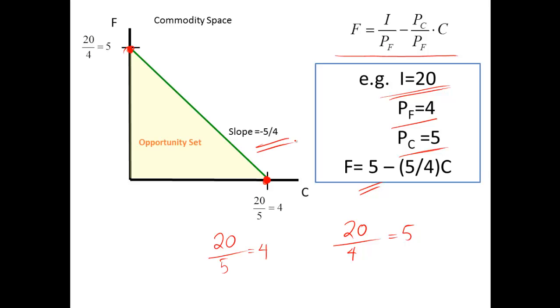One other point to note, the individual could technically afford points inside of here, but they would never choose that since they like both food and clothing. Just bringing a little bit of an idea about preferences here, the answer to the question, what would they actually choose, is going to be on the green line. So we'll focus on the budget constraint, not on the opportunity set inside.